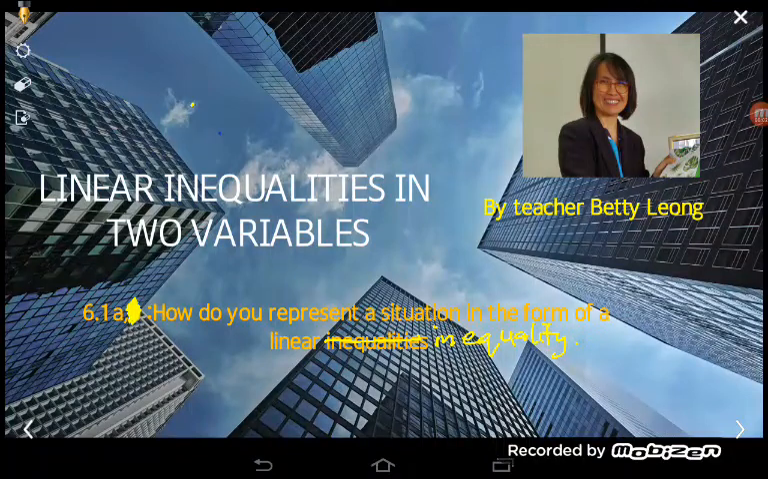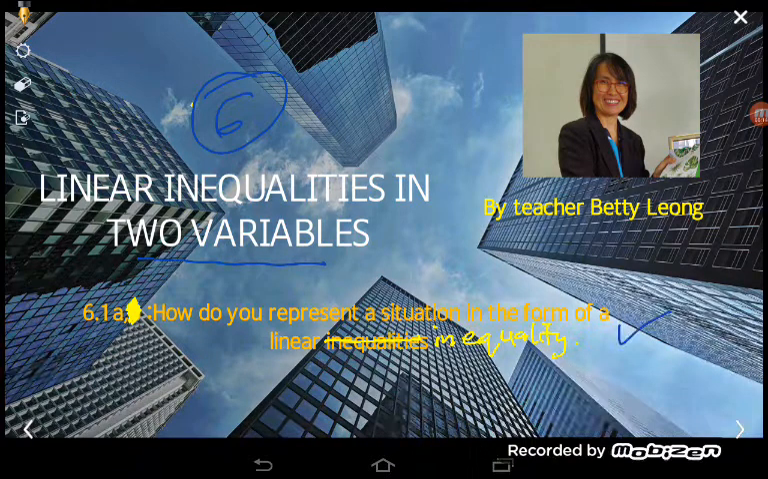Morning. Today we'll learn a new chapter, that is chapter 6, linear inequalities in two variables. Okay, and the first one we will do today is 6.1a. How do you represent a situation in the form of a linear inequality?